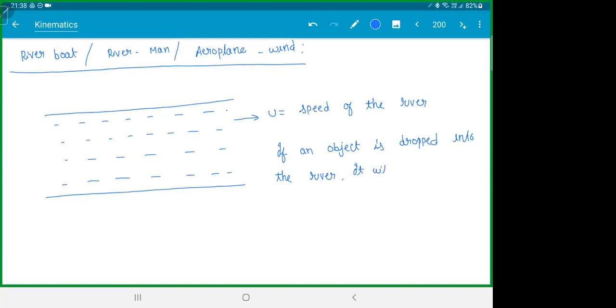So it will get dragged away. So if I take you and throw you into a river, you will get dragged away with the river with speed u. It will move with the velocity of the river. Next thing, if you say velocity of man with the still water, meaning if the river was not moving, it would have gone with v.